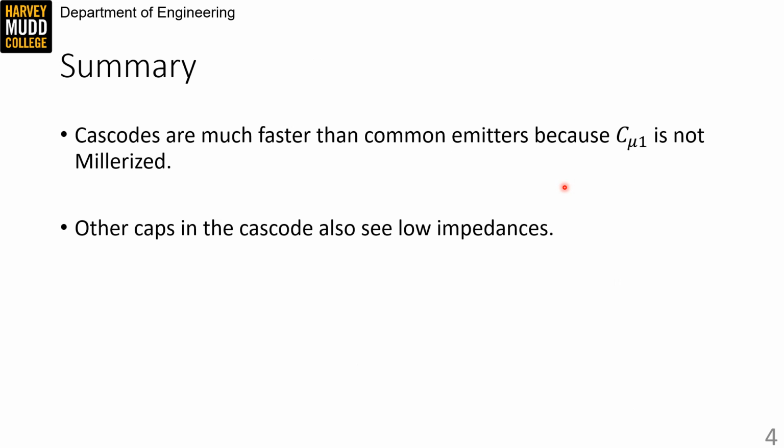So in summary, cascodes are much faster than common emitters because CMU1 is not Millerized. Other caps in the cascode also see low impedances.